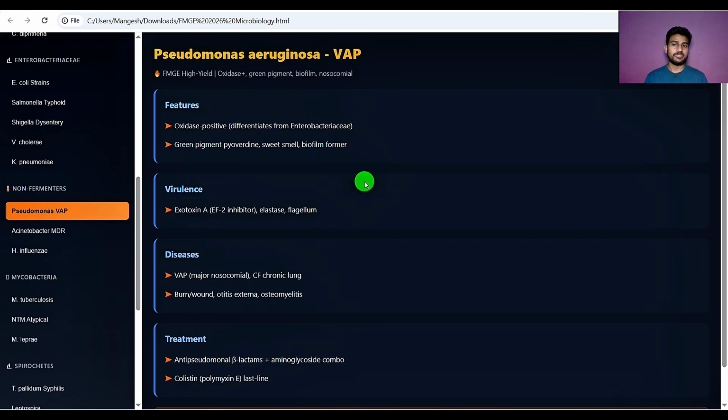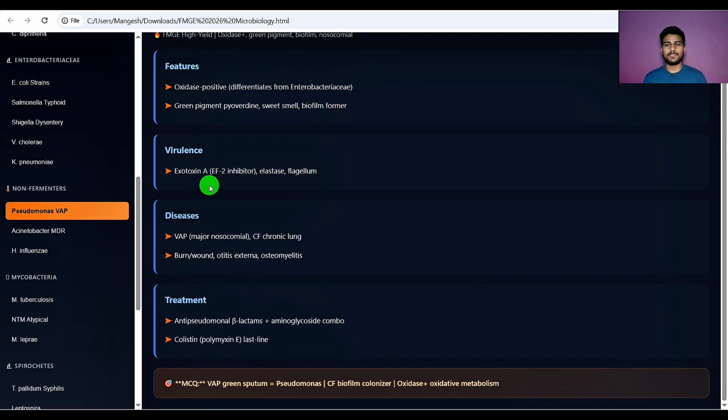There can be a sweet smell, which can be a feature of Pseudomonas aeruginosa, and it is a biofilm former. Then the virulence factor is exotoxin A. It inhibits elongation factor 2 and causes disruption in protein synthesis. There can be involvement of the elastase enzyme as well as flagellum. So these are the virulence factors that you have to remember. It is not that important in case of Pseudomonas aeruginosa.